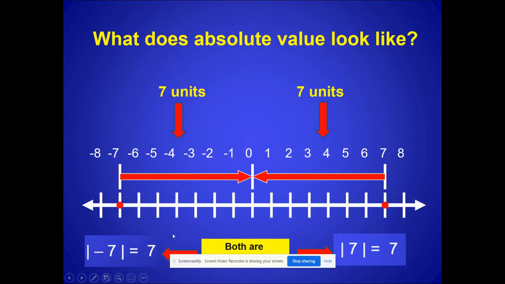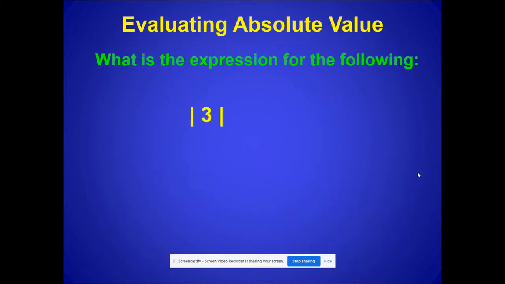Absolute value means the distance from a number to 0. I have the absolute value of -7, that is 7 spaces from 0. The answer is 7. The absolute value of a positive 7 is also 7 because it is 7 units away from 0. The absolute value of 3 equals 3 because it's 3 units from 0. The absolute value of -68 would be 68 because it is 68 units from 0.